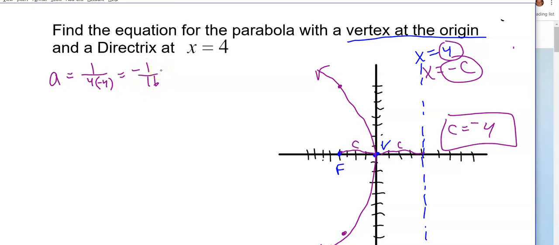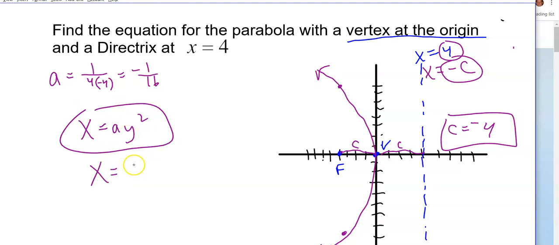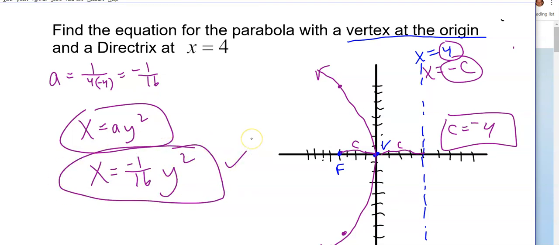So our equation, this is an x equals a y squared kind of graph. So my equation will be x equals negative 1/16 y squared, because we need a for the equation with y squared. So this is my answer. Double check it. It's opening to the left. That's negative, a is negative, so it looks pretty good.